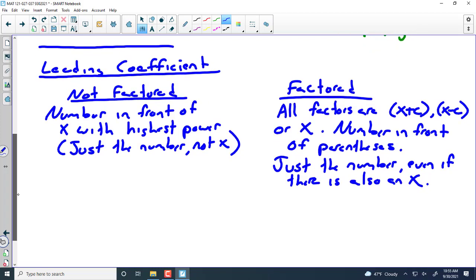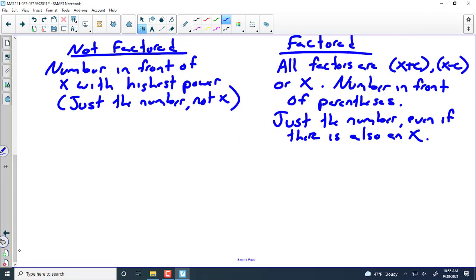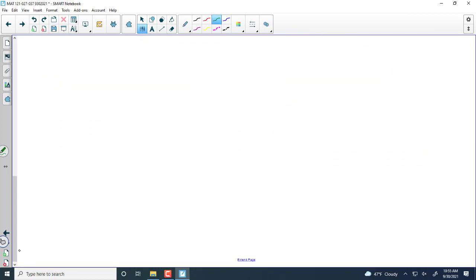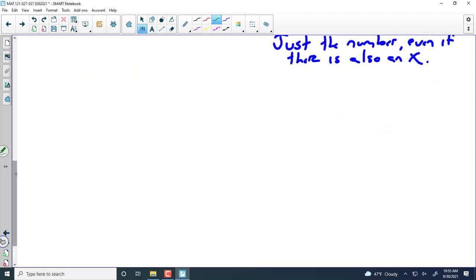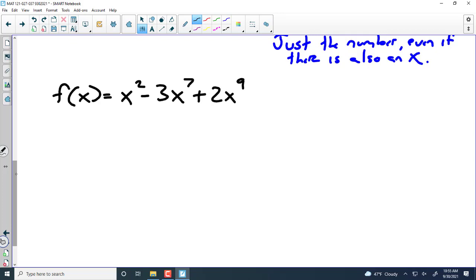All right, leading coefficient. So, class, don't let people that write dumb-looking equations get in your way.